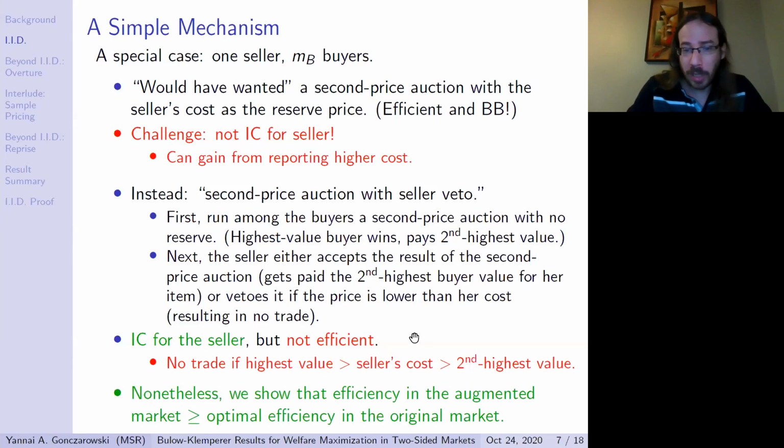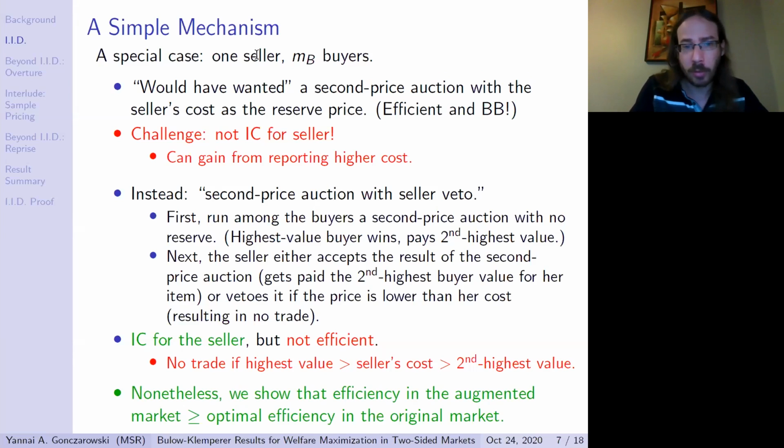Nonetheless, we're going to show that the efficiency in the augmented market is greater than the optimal efficiency, the first best efficiency in the original market. Equivalently, that the gains from trade in the augmented market are going to be greater than the gains from trade in the original market. And let's now talk about how to generalize this description for more than one seller.